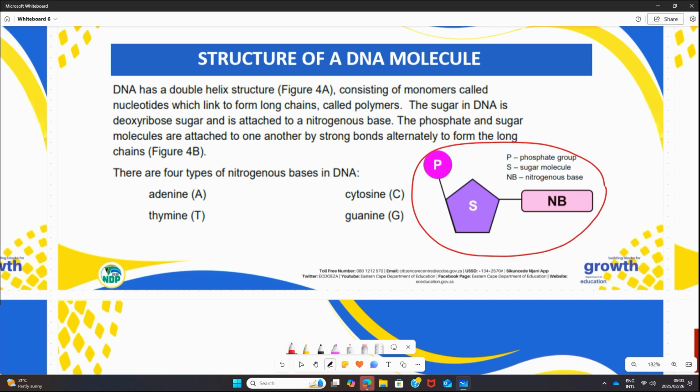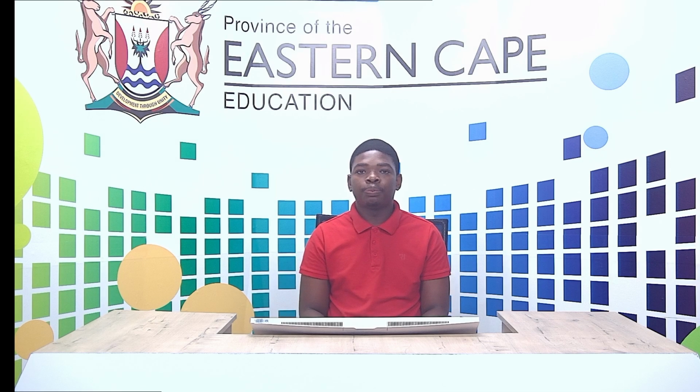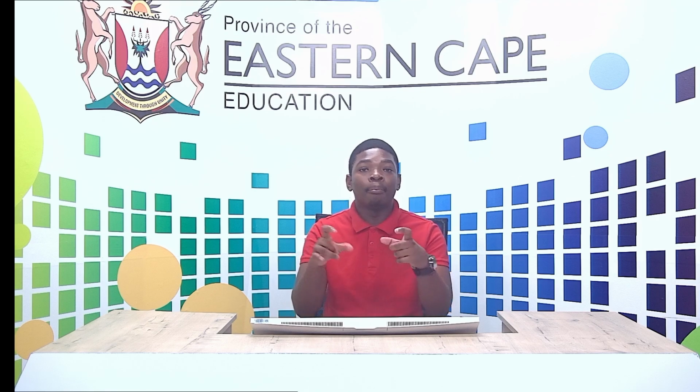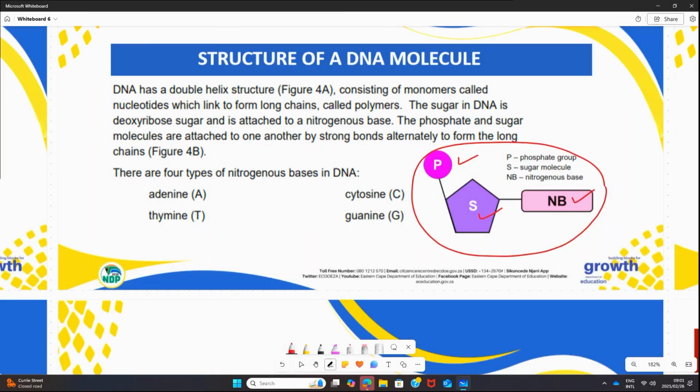Now, when we look at the monomers of the DNA, a monomer of the DNA has got 3 parts itself: the phosphate group, a sugar molecule, and a nitrogenous base. So these are the 3 components of a monomer of a DNA. Now, when these monomers are joined together, they form long chains which are called polymers. In this case, the polymer is the DNA, and the monomer is a nucleotide.